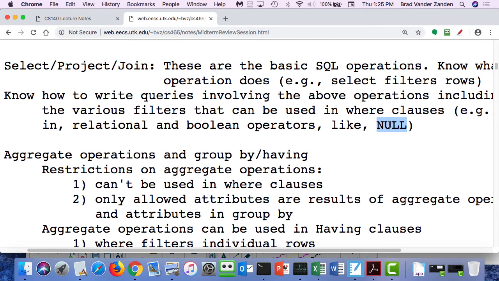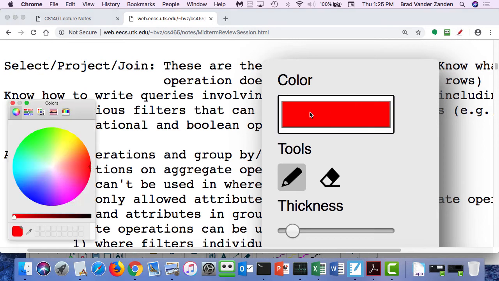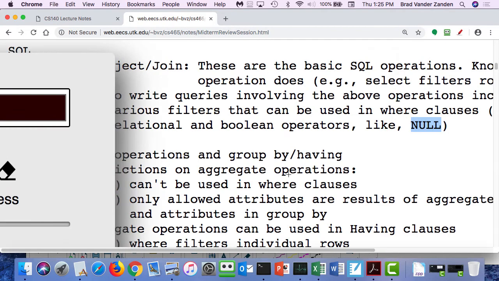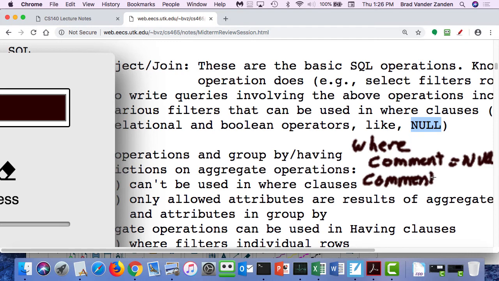When you are trying to retrieve tuples involving null values, you can't say where comment equal null. What do you have to do if you want null comments? Nope, that's not quite it. Is. You say where comment is null. But thank you, because that'll probably be an answer on the multiple choice exam now. So it's where comment is null. So just remember that null is a special case.